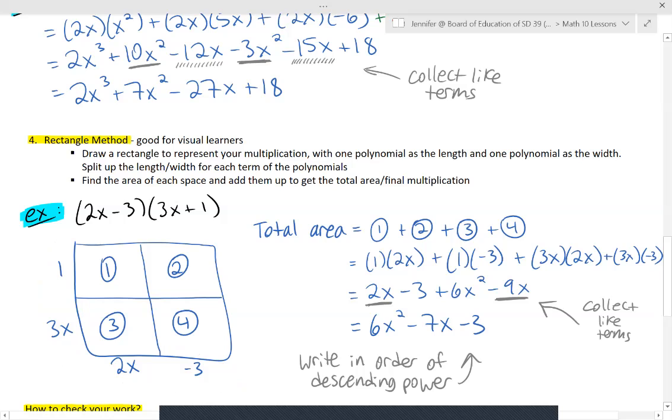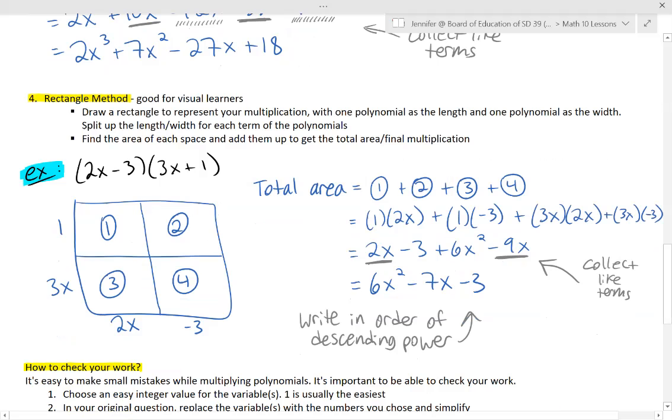So the area of space 1, well, that's side length 1 and side length 2x. So we multiply those two together. For area 2, it's going to be side length 1 and side length -3, so those multiply together. We repeat the process for 3 and 4. We multiply all our monomials together, and we collect our like terms, and we write it in order of descending power. So any of these methods are totally fine for you to use. I'm not going to ask you to use a specific one. Just pick one, or maybe multiple ones that you feel comfortable with, and then practice those.